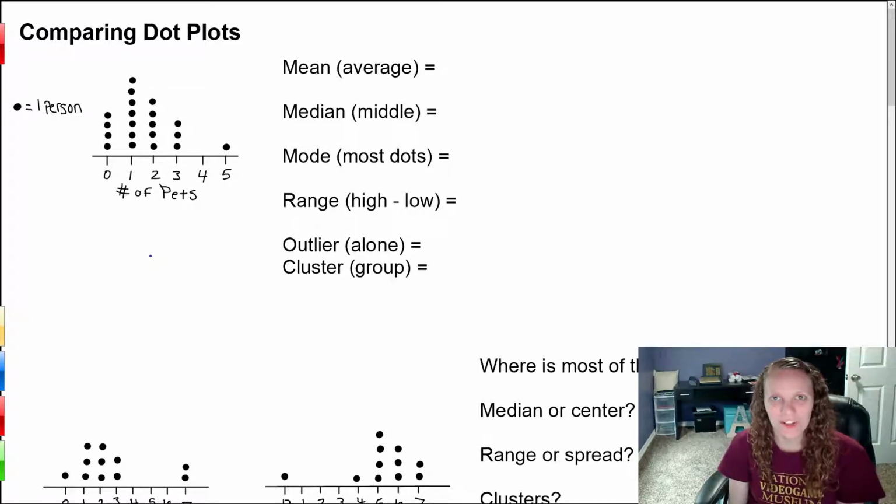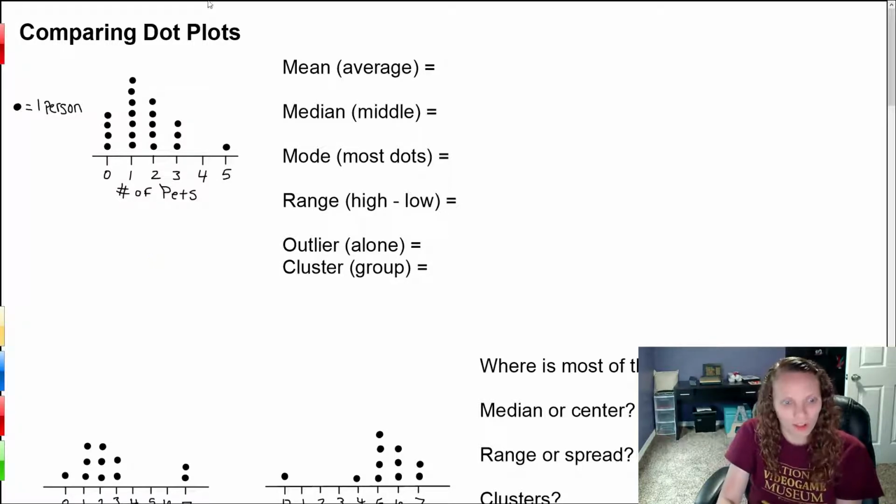Hey guys, today we're going to be looking at dot plots. The first one is just a single dot plot, and then the next example we look at will be two different dot plots that we're going to compare. Now on this dot plot here, each dot is going to represent one person.